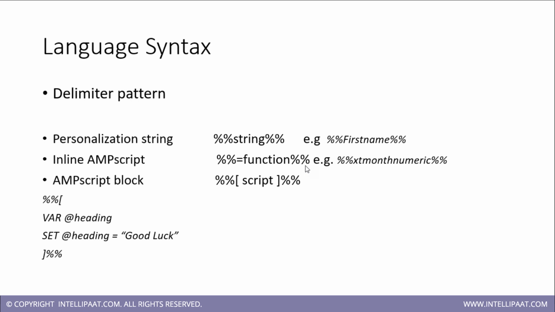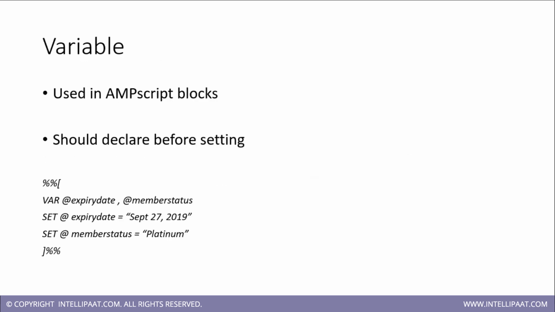We will use all three of them: personalization, inline, and AMP script block. Just a small glimpse of what a variable is. It's used in AMP script blocks basically. It's a placeholder which changes the value. Every time the value changes, you need not change it, you can use the same variable. It becomes convenient while writing big programs. So that is what a variable is. Variable, as the name suggests, the value keeps on changing.